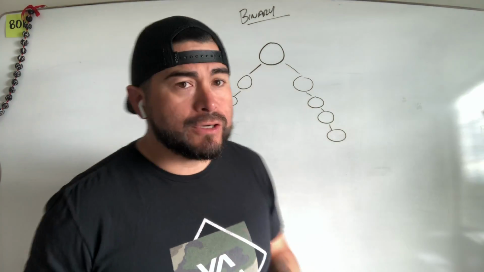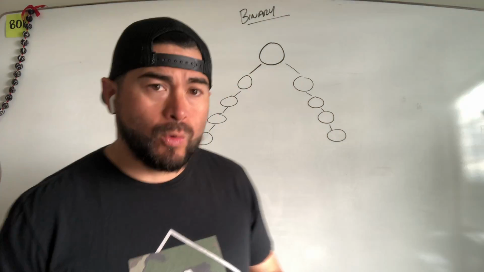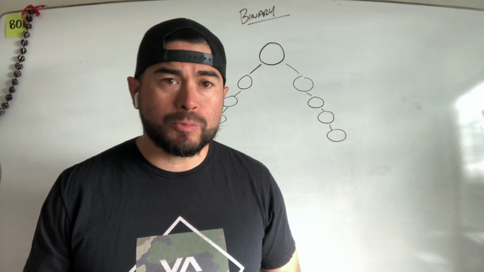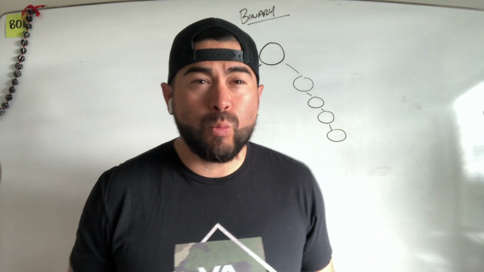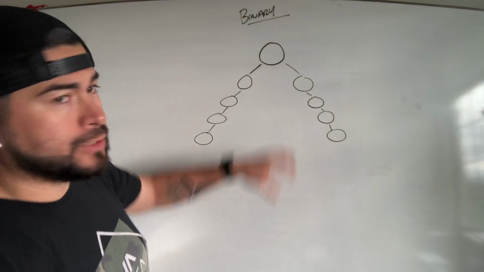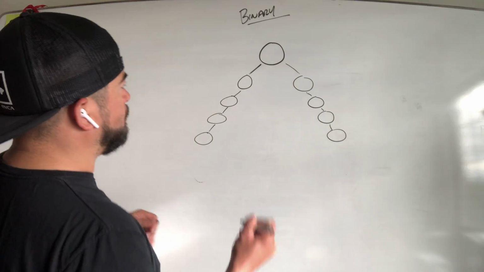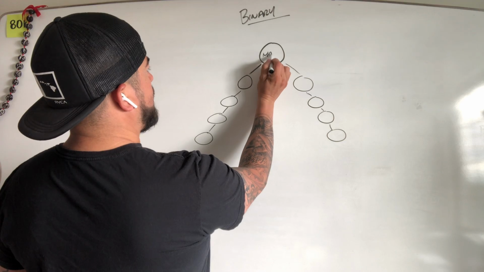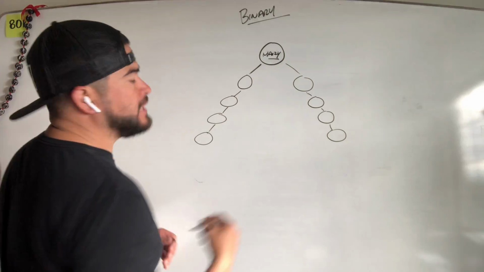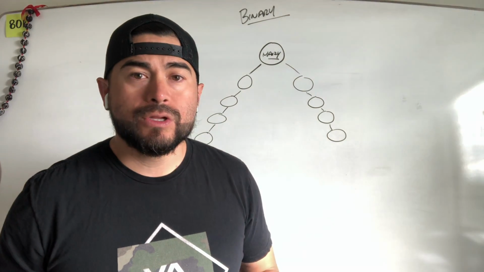Somebody said, Mario, when I was going through the training, they said your first person you put on your shared leg and your second person you put on your individual leg. What does that even mean? Okay, so let's say in this example, we're going to call this person Mary. Mary is the person that helped introduce you to the business.